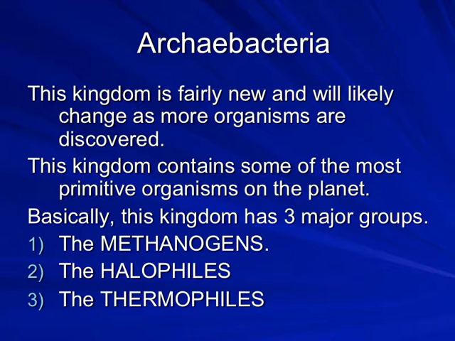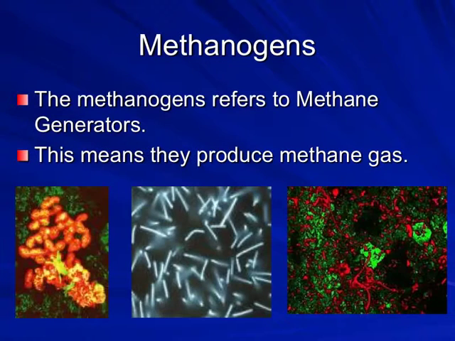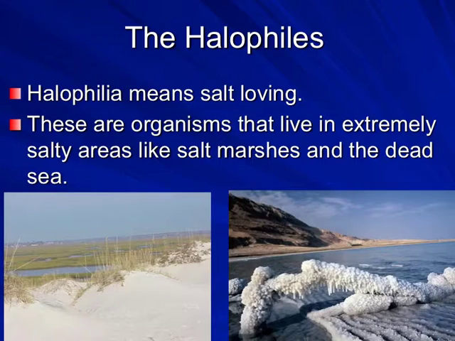Archaeobacteria is a fairly new group and will likely change as technology develops. We'll find more and more of them. They contain three groups: the methanogens, the halophiles, and the thermophiles. Methanogens literally means methane generators. That means they produce methane gas, and they're a group of Archaeobacteria.